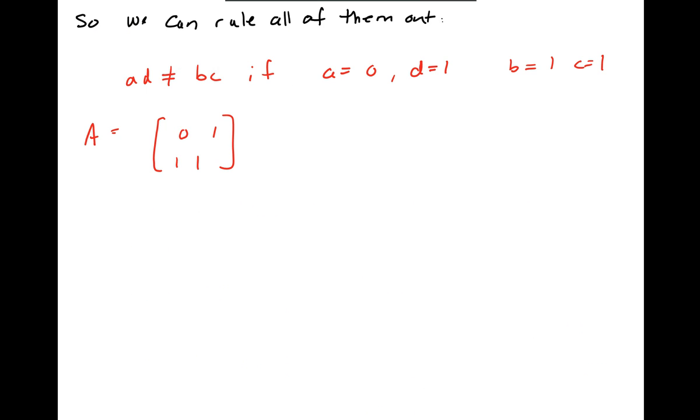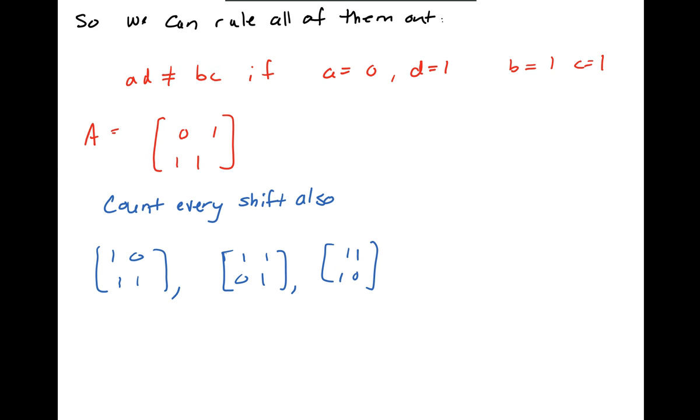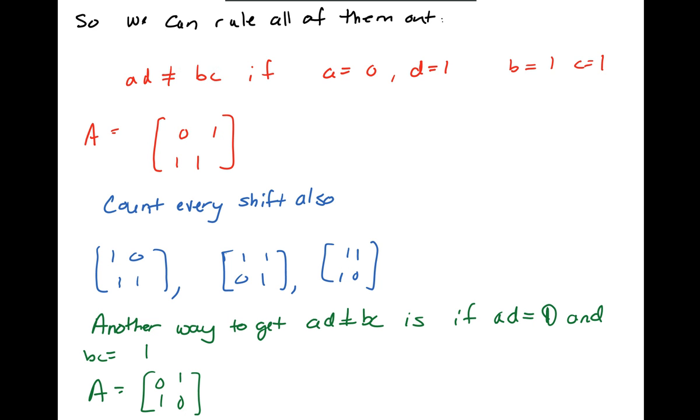So we can rule all of them out and look at the cases where they're not equal. AD is not equal to BC. Well, they're not equal as long as A is 0, D is 1, B is 1, C is 1. And every shift of this would also apply. So not just that particular A, but 0 in one spot would make this equality not hold.